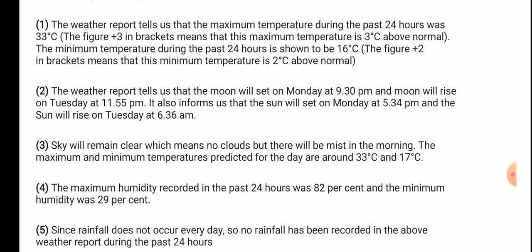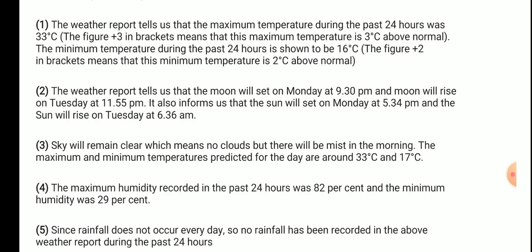First point, the weather report tells us that the maximum temperature during the past 24 hours was 33 degrees Celsius. The figure plus 3 in bracket means that this maximum temperature is 3 degrees Celsius above normal. It means the normal temperature would have been 3 degrees lower than that. I told you when I was discussing the weather report, there was a figure written, for example, like 33 degrees Celsius and in the bracket plus 3. So that plus 3 means that this temperature is 3 degrees Celsius above normal.